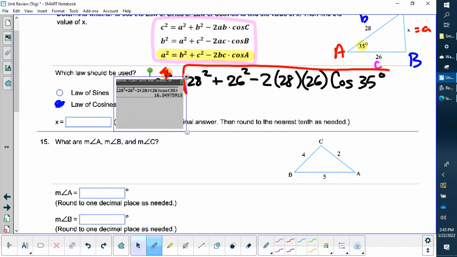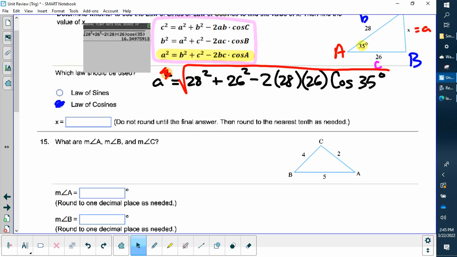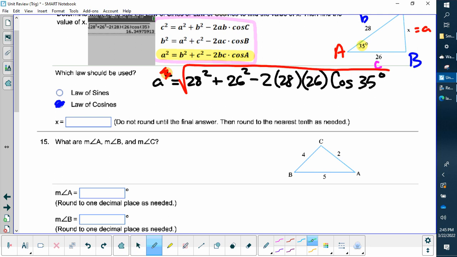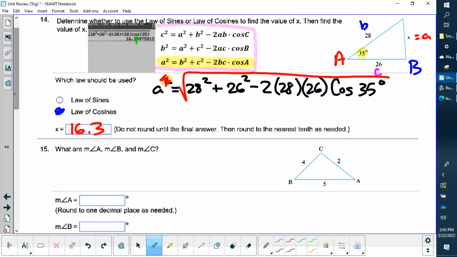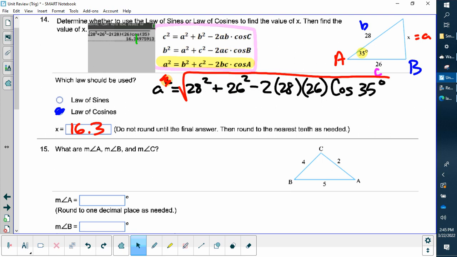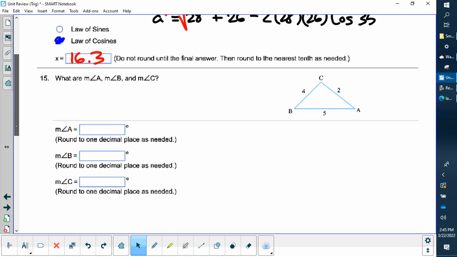Okay, let's see what they want us to round to. It says, I have room right there, sure. Do not round your final answer until the end. That's why I did it all in one shot, to the nearest tenth. Tenths right there. So this would be 16.3. Okay, I'm also going to pull this down again. Or maybe I will copy it. Edit, copy, and let me paste it down here.